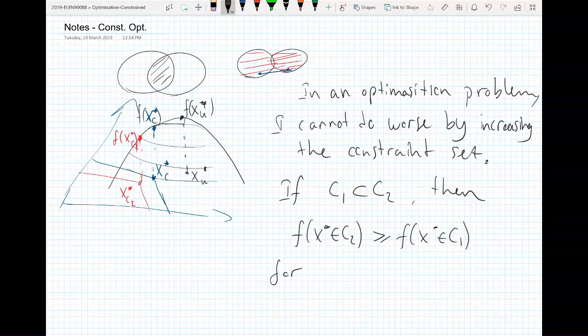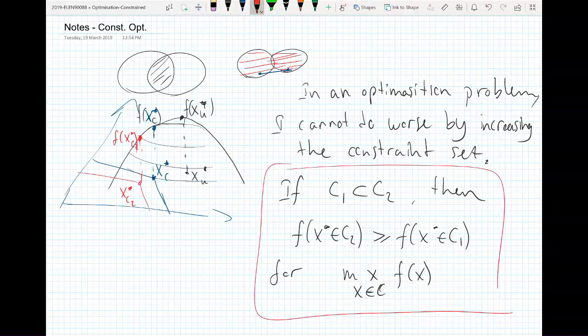for the max over x in C1 or C2 of f of x, right? F of the maximum x in C. So that would be the idea. So if I increase my search space, I shouldn't do worse by that. It is kind of important.